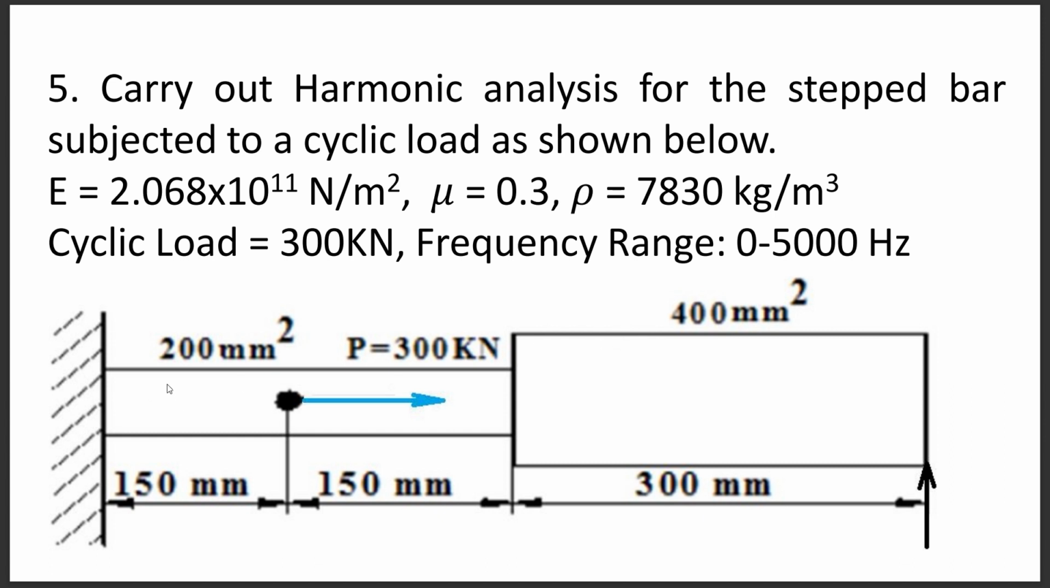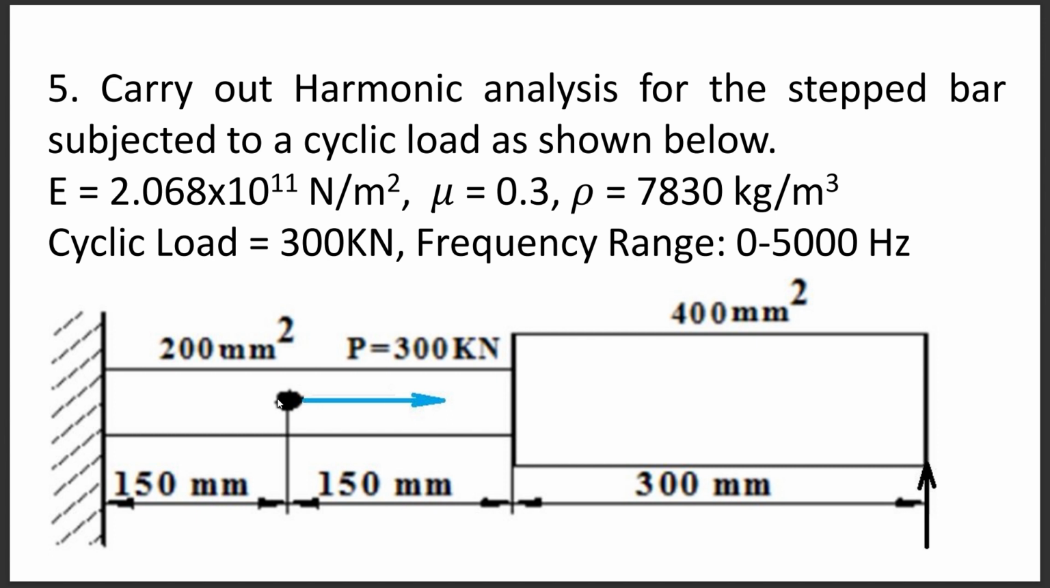Left hand side is fixed, and it has a cross section area of 200 millimeter square, and on the right hand side we have a bigger cross section of area 400 millimeter square. And we have to apply a load at a distance of 150 millimeter from the left hand side. So while modeling, we'll create four different nodes. One node will be created at the origin, second node at the location where we are applying load, third node at the intersection between these two cross sections, and fourth node at the extreme right hand side.